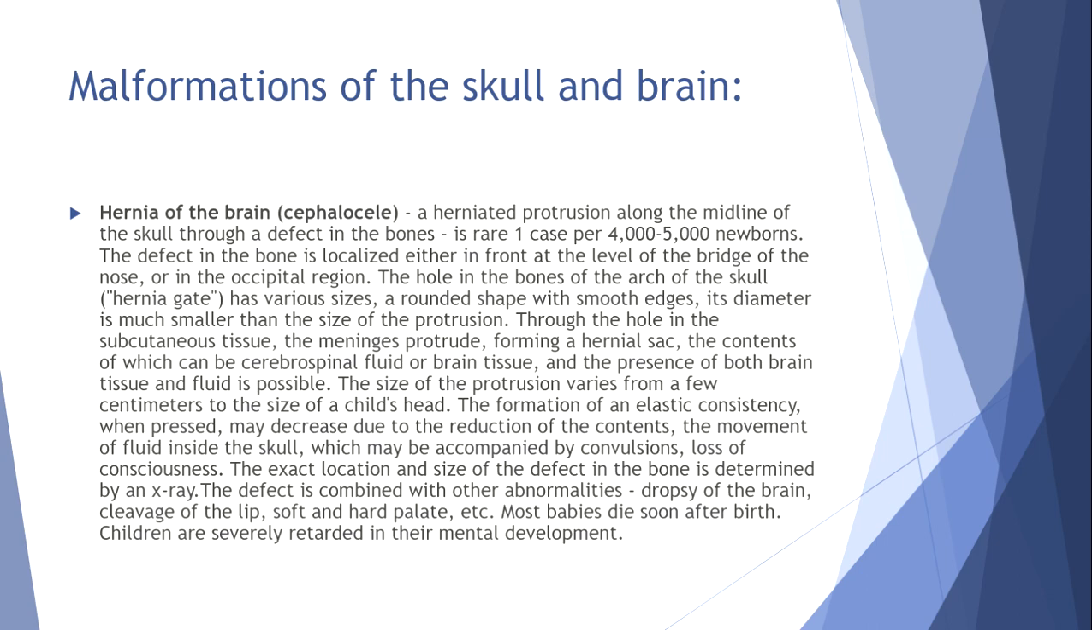The defect in the bone is localized either in front at the level of the bridge of the nose or in the occipital region. The hole in the bones of the arch of the skull, the hernia gate, has various shapes and various sizes. A rounded shape with smooth edges, its diameter is much smaller than the size of the protrusion through the hole in the subcutaneous tissue. The meninges protrude, forming a hernial sac, the contents of which can be cerebrospinal fluid or brain tissue, and the presence of both brain tissue and fluid is possible. The size of the protrusion varies from a few centimeters to the size of a child's head.